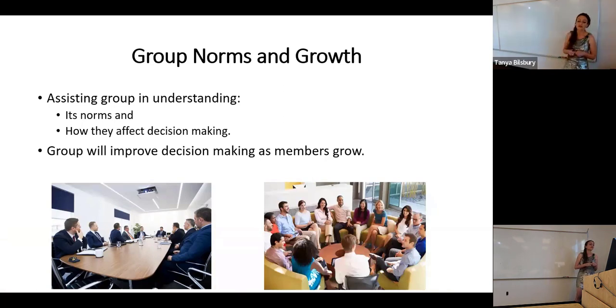Another one of those 5 areas that we mentioned is group norms and growth. So groups, there's going to be a larger organizational culture, but within that, there's going to be subcultures, and groups have their little subcultures. And you can help them become aware of it, right? And how that affects decision-making and how they can develop a culture that is more effective given their goals.